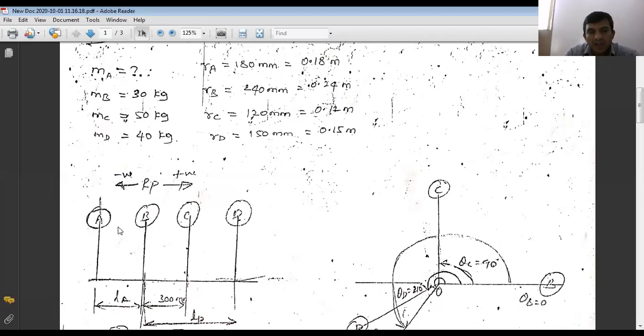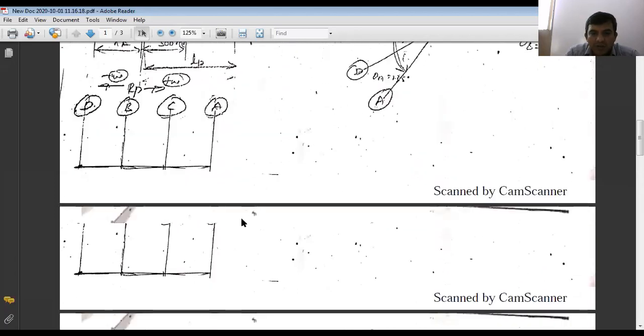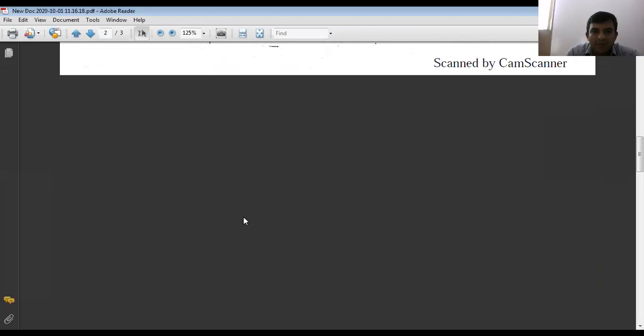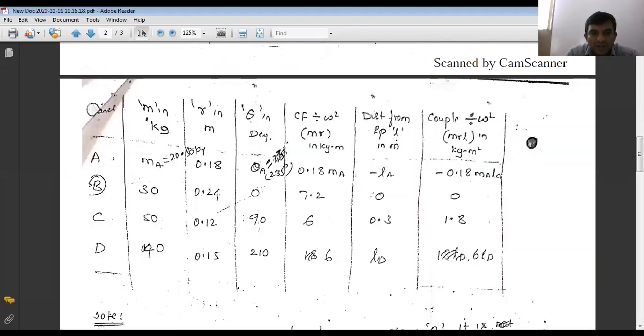In the first column of the table, planes. How do you take the planes? Plane A, B, C, D. In this order only, you construct the table. First column is planes: plane A, B, C, D. Then write the masses. Masses in kg, radius of rotation, angular position with respect to horizontal line.